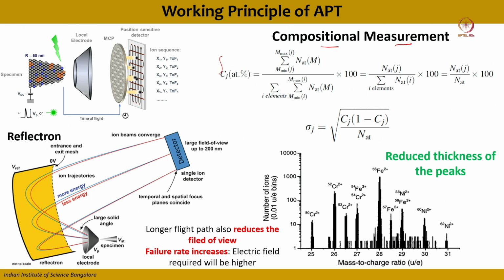Now, compositional measurements. We can measure the composition as the number of atoms of that particular species divided by the total number of atoms present in the needle specimen, times 100. This is usually calculated as the compositional measurement, and this particular term is called the statistical error, which is given by Cj times (1 minus Cj) divided by the number of atoms. Remember that it depends upon the total number of atoms in that volume. So this is how compositional measurements are made.